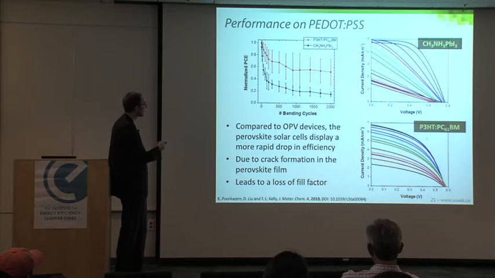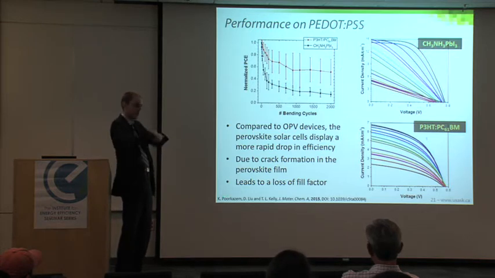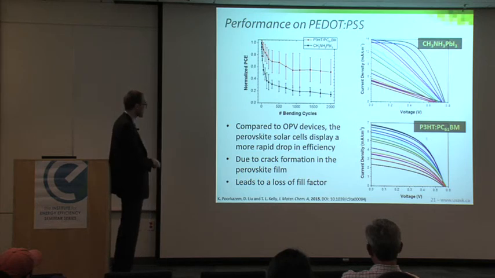So these are averages over 9 separate cycles of bending. The student, Kinush, did an awful lot of this in the glove box. I think he was a little tired of it by the end. I think he was happy to get this paper out.